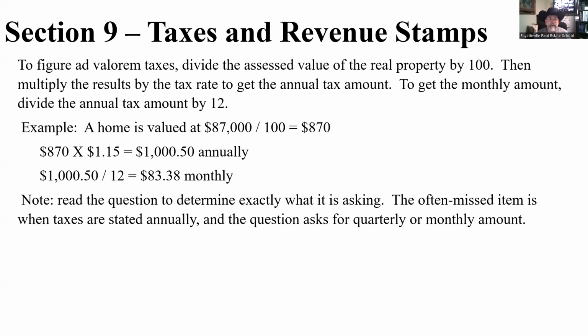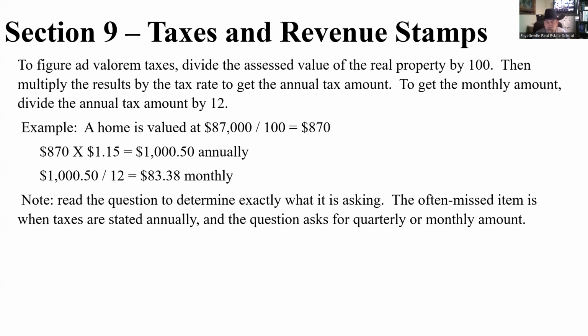All right, so here's a sample right here. A home is valued at $87,000. So we're going to assume that is the assessed value. So the assessed value is $87,000. All we do is divide it by 100. This is North Carolina taxes only. On the state exam, you will not have a national tax problem. In fact, I don't think you have any math problems on the national portion of the license exam. You will have a tax problem on the North Carolina portion. So we're only talking about North Carolina taxes right here.